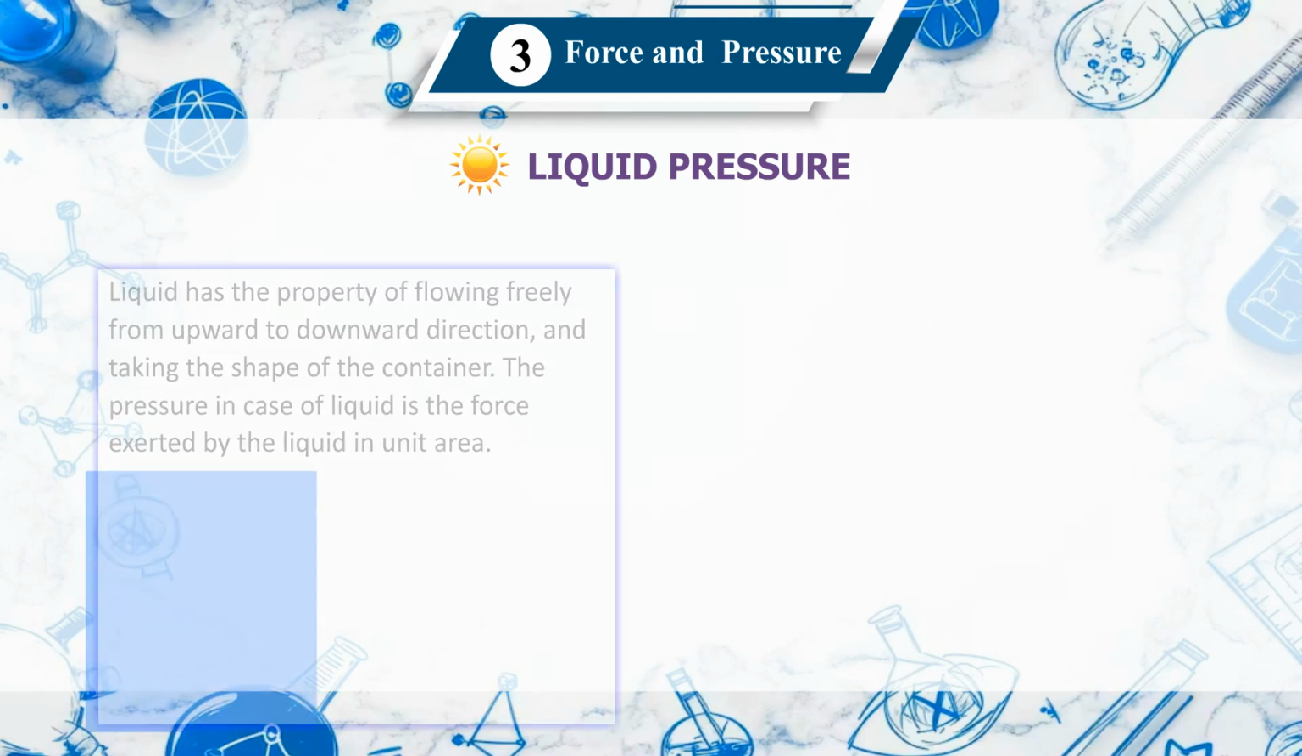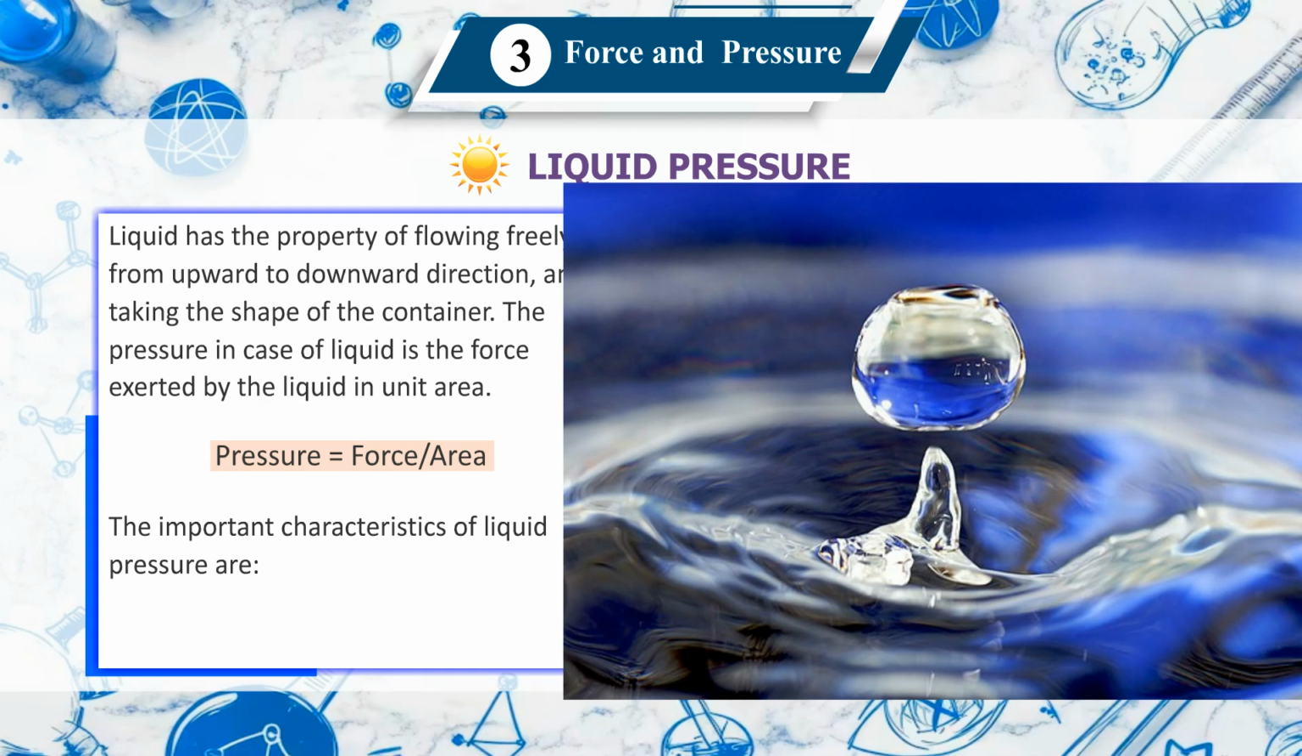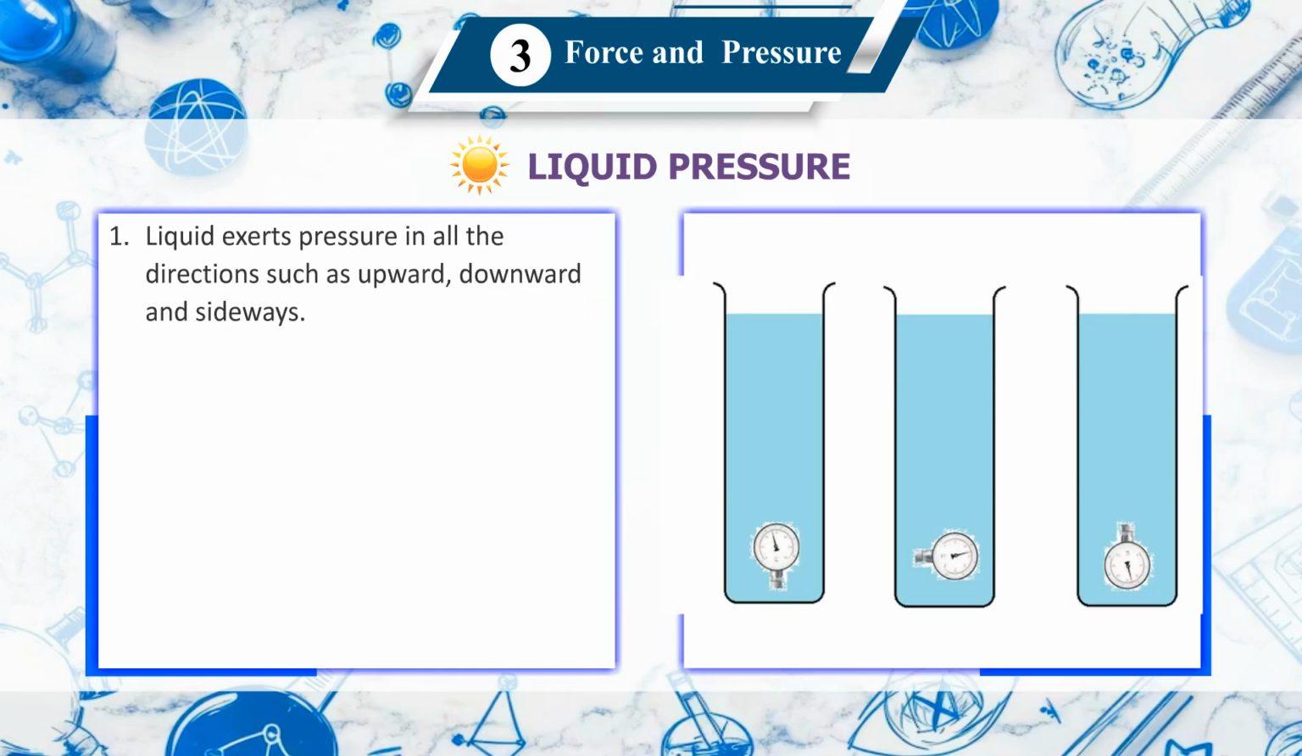Liquid pressure. Liquid has the property of flowing freely from upward to downward direction and taking the shape of the container. The pressure in case of liquid is the force exerted by the liquid in unit area. Pressure is equal to force divided by area. The important characteristics of liquid pressure are: first, liquid exerts pressure in all the directions such as upward, downward and sideways.